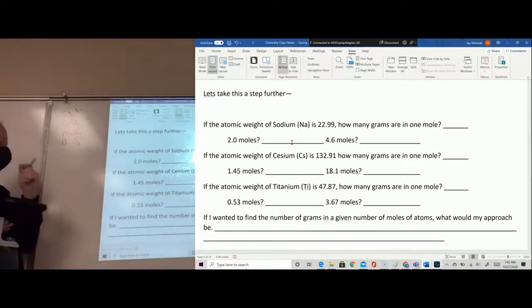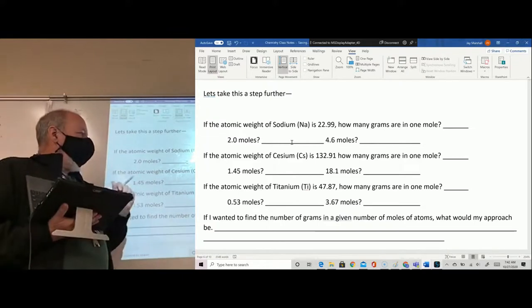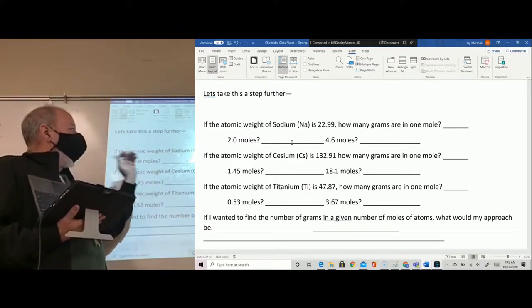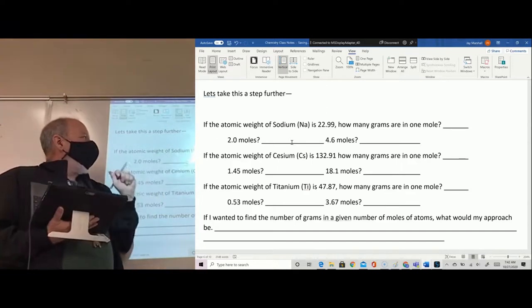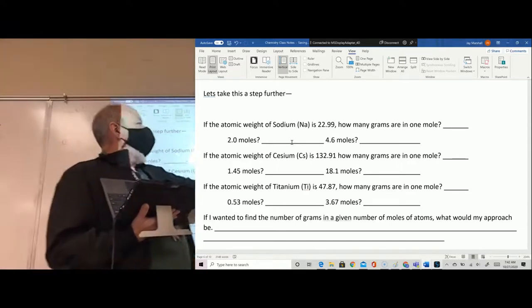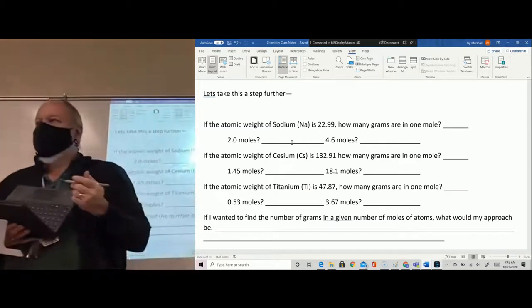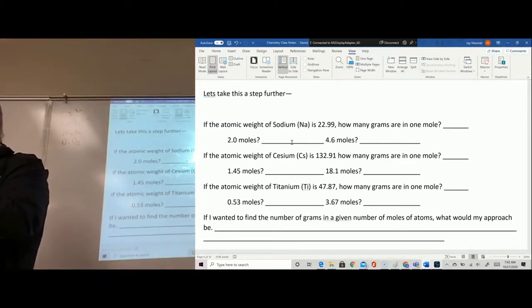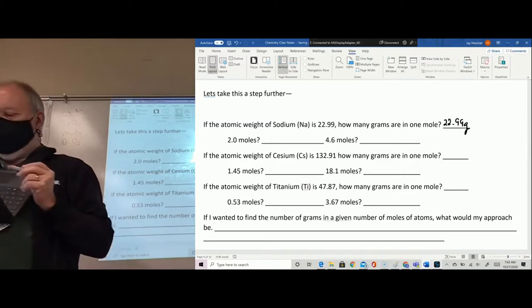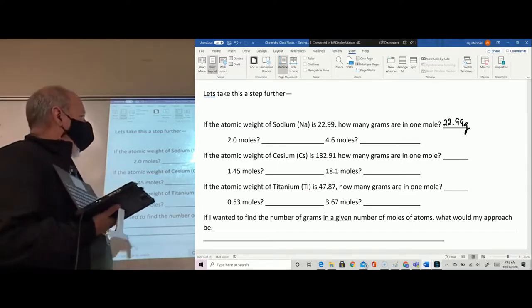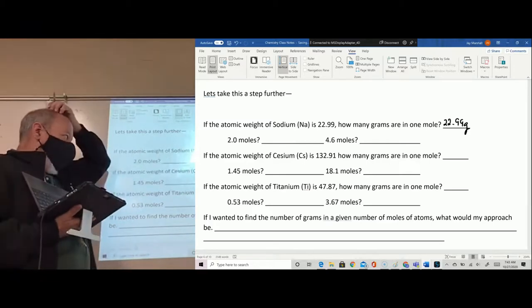Now, ultimately, this is going to seem a little bit silly, but it will help you figure out how we're going to use this. The atomic weight of sodium is 22.99. How many grams are in one mole? 6.022 times 10 to the 23rd would be the number of particles. How many grams are in one mole? We're going to say 22.99. So you wouldn't round it up past that? Nope. We can measure in our laboratory to hundredths of grams, and most atomic masses are given to hundredths.